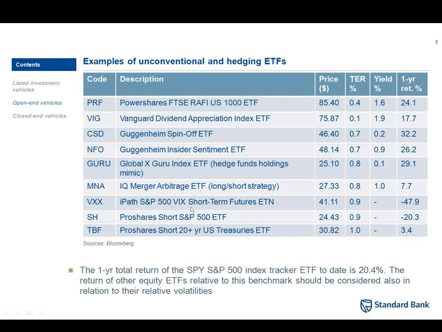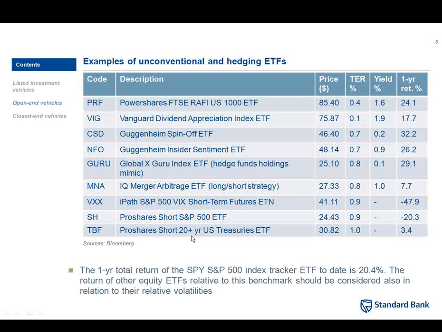Okay, then here's the VIX short-term futures ETN. So it's had a huge negative return because the implied volatility of the market has come down a lot over the last year, because it's inverse. Of course, the implied volatility moves inversely with the market. And then here's an example of a short position in the S&P 500, minus 20%, so pretty much equal and opposite to what we said the long ETF did.